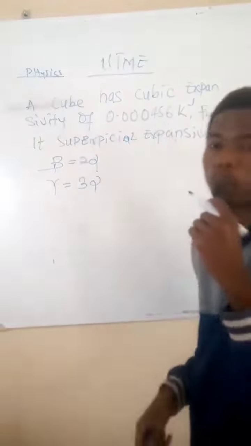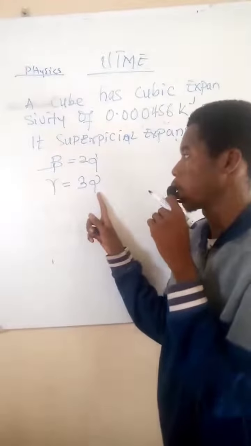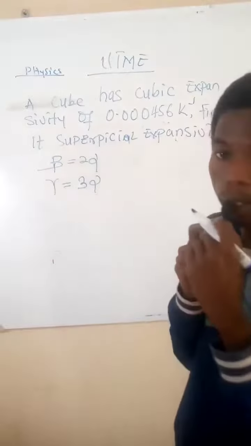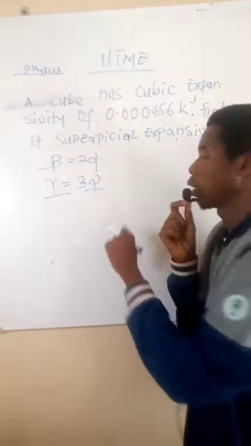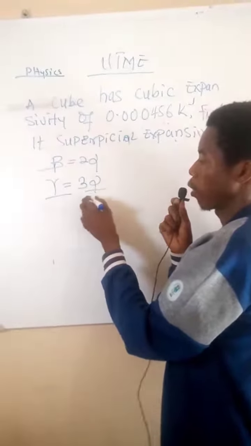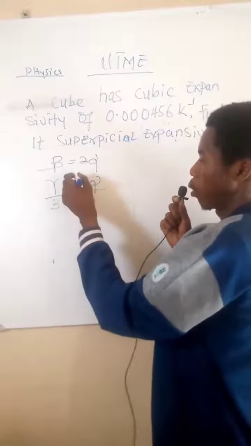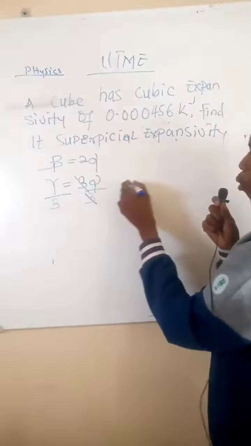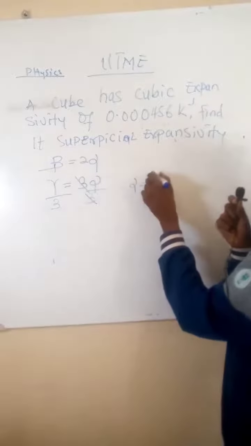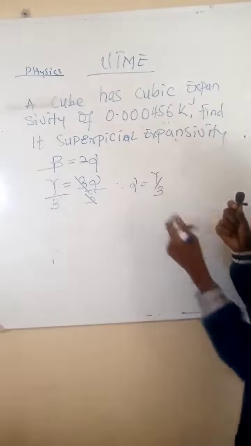Now make alpha the subject and substitute it here. So divide both sides by what? If I'm making alpha the subject, divide both sides by 3. So now 3 cancels 3. Therefore, alpha is equivalent to gamma divided by 3.